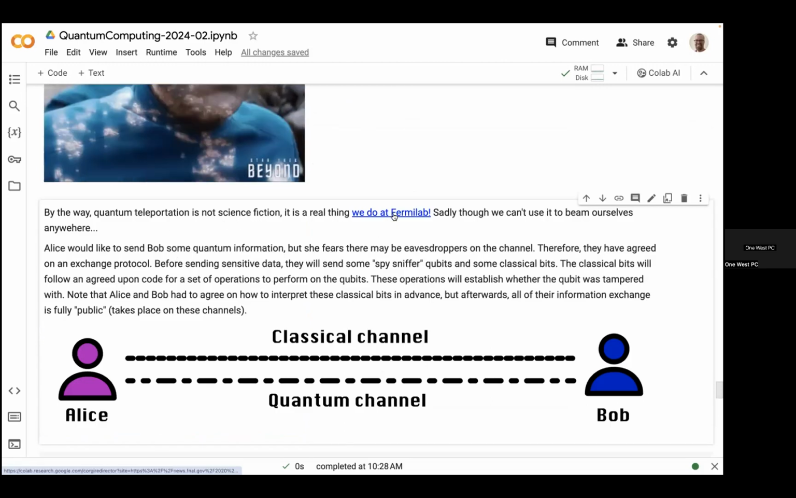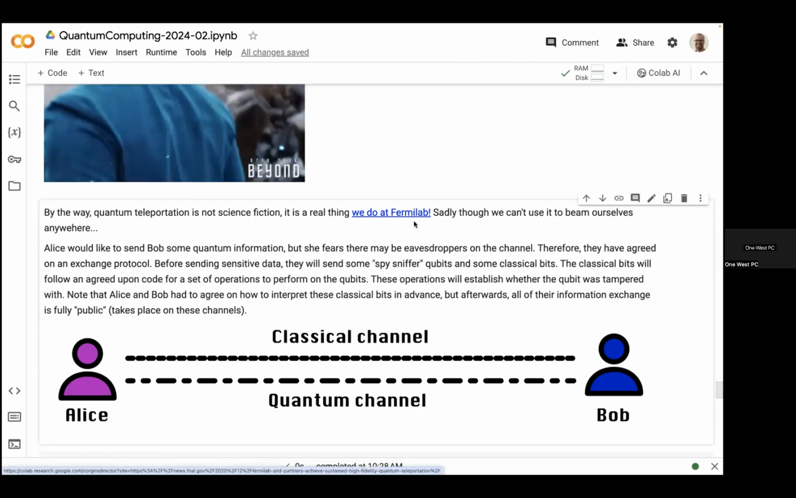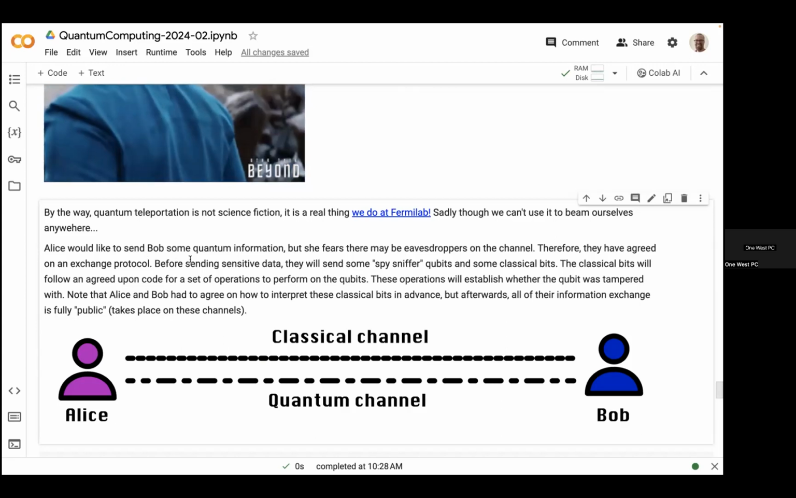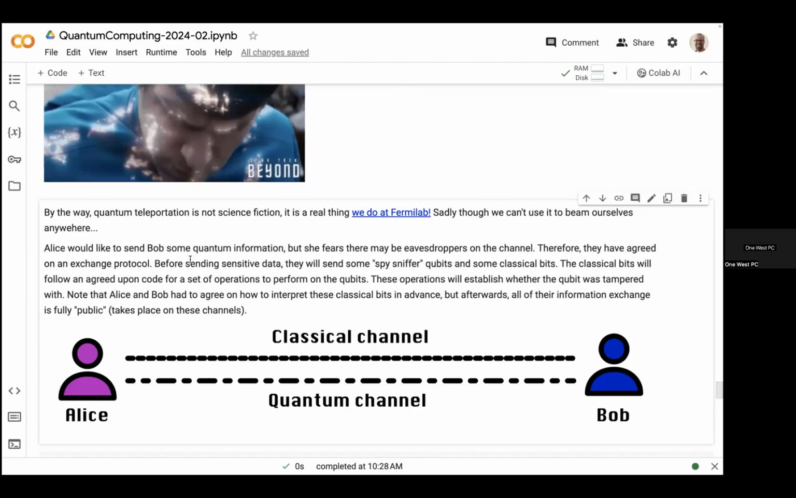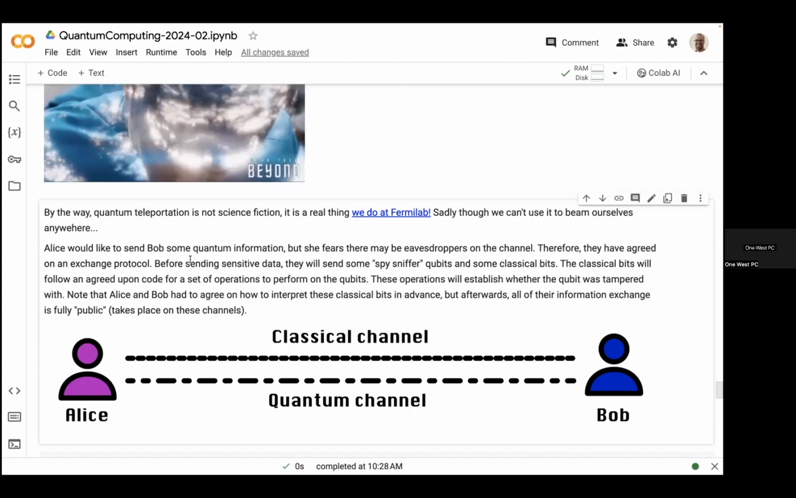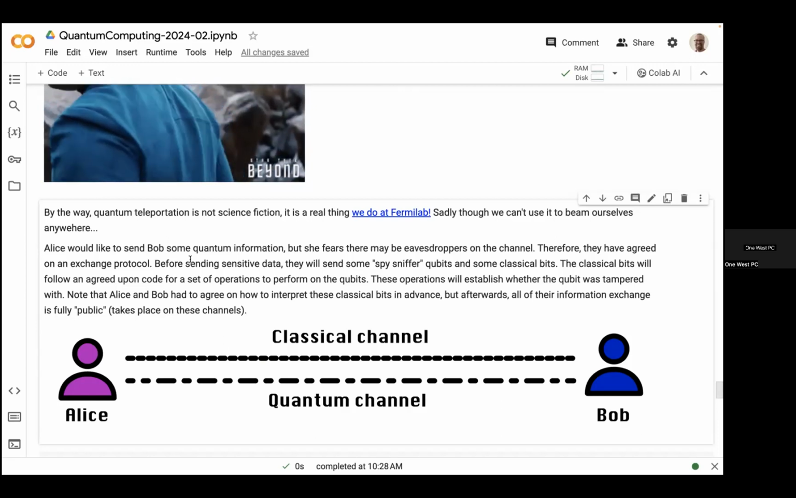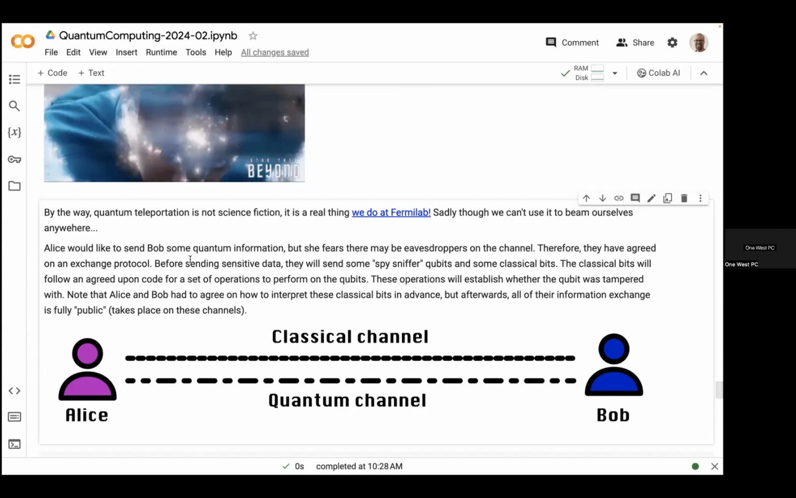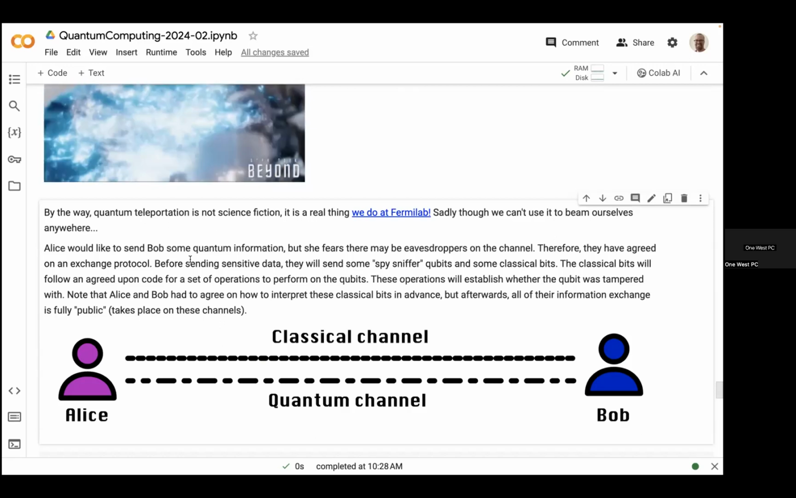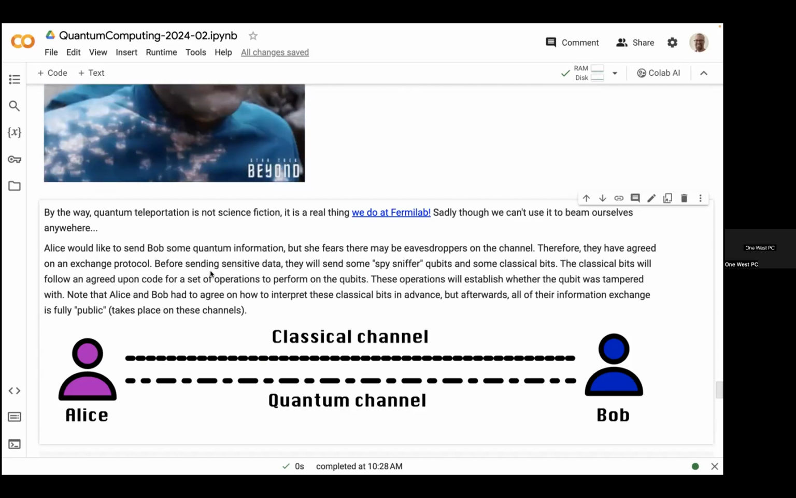This is a thing we do at Fermilab, and you can go read about experiments that we do with quantum teleportation here. The basic game is Alice would like to send Bob some quantum information, but she fears there may be an eavesdropper. And so what we want to demonstrate is how, if you're using a quantum channel, you can catch eavesdroppers, not because you have better encryption or whatever. It's because physics, right? You can capture eavesdroppers because physics is true, right?